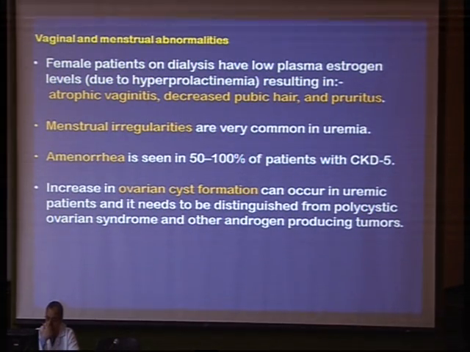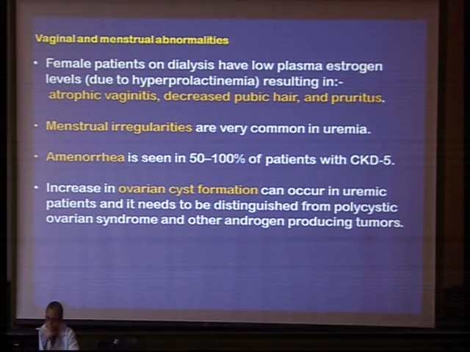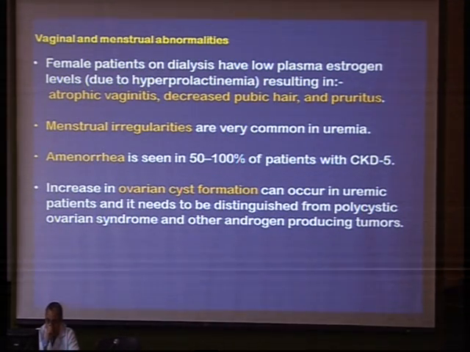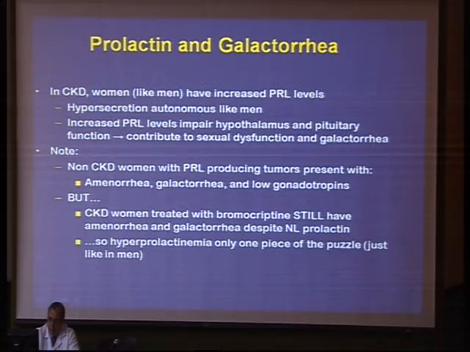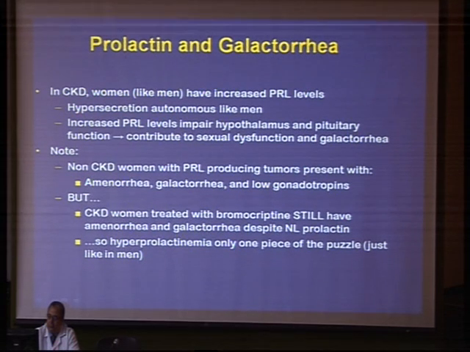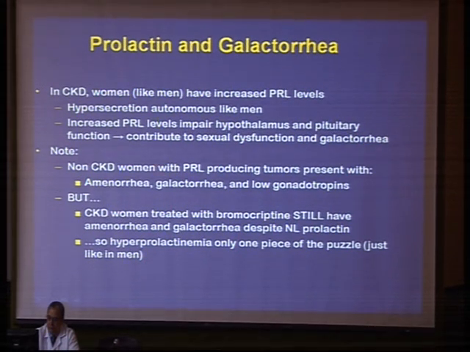Increase in ovarian cysts can occur in uremic patients, and they need to be differentiated from polycystic ovary syndrome and other androgen-producing tumors. What about prolactin in females? In CKD, women have increased prolactin level, hypersecretion like men. Increased prolactin level impairs hypothalamic pituitary function with the reflex feedback, and contributes to sexual dysfunction and also galactorrhea. Non-CKD women with a prolactin-producing tumor present with amenorrhea and galactorrhea.